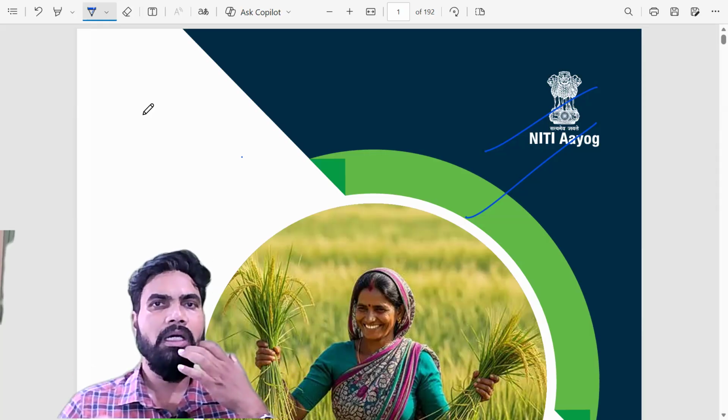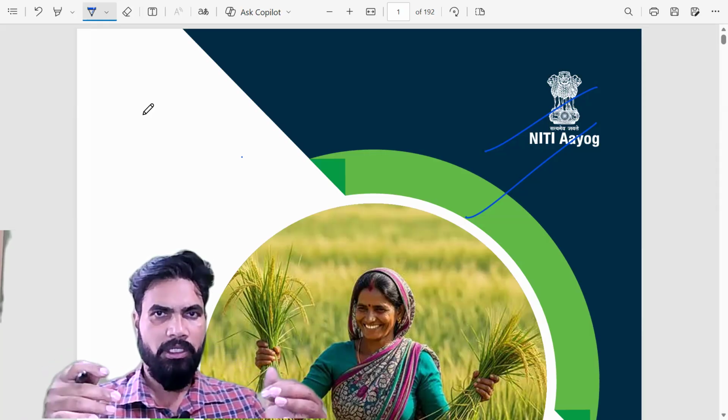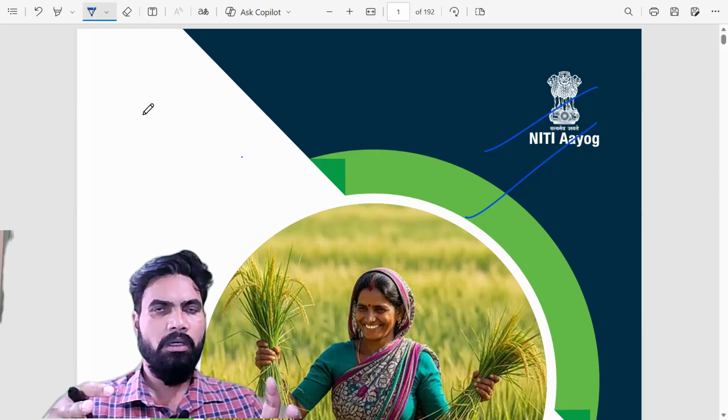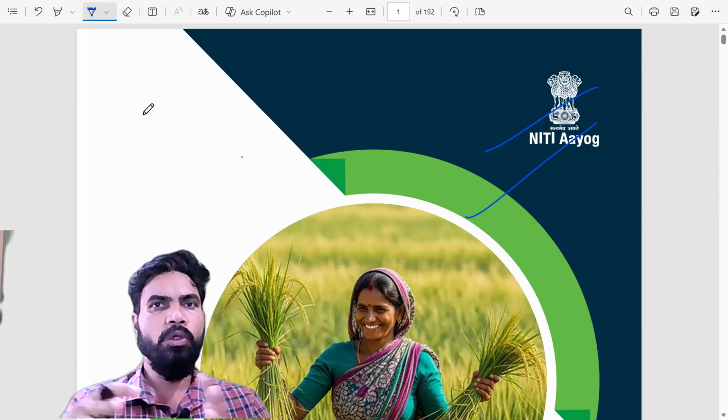You are not a research student and you are not doing research. You are a UPSC aspirant, so you need not do research. You have to know that much which is required for your preparation.